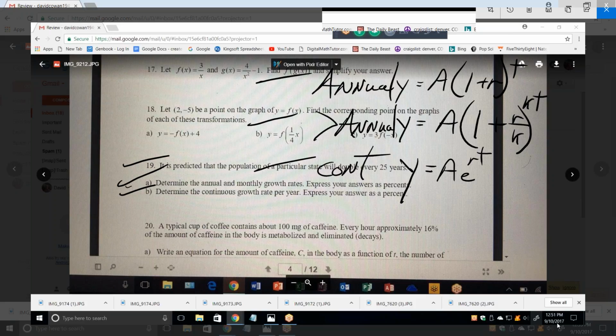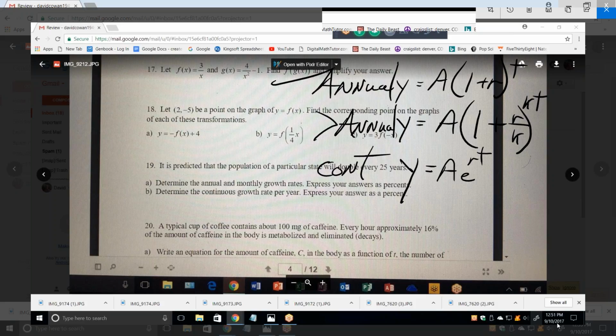So another problem where the most important thing you can know is the formulas. Math is all about knowing general formulas and then just plugging in. Okay? If you know the general formulas, the problems become easy. So let's look at the annual.